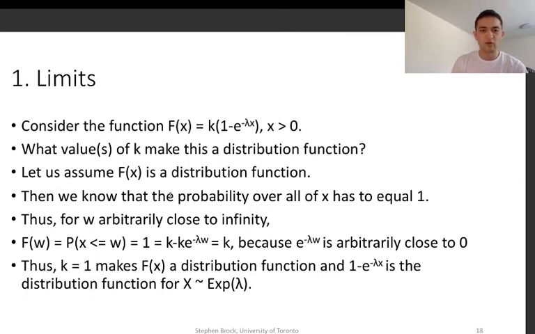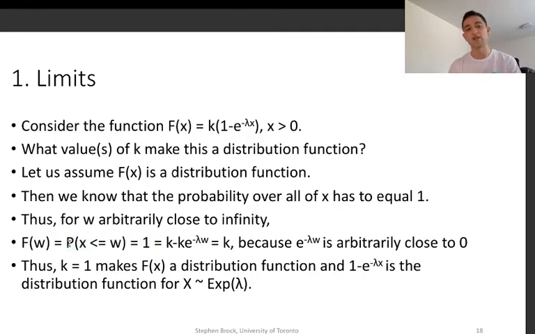So first of all, let's assume that it is a distribution function, and then we'll try to solve for k. So assume f of x is a distribution function. Then we know that the probability over all x has to equal 1, because that's just part of the definition of a probability. So thus, for w arbitrarily close to infinity, f of w, which is equal to the probability that X is less than or equal to w, equals 1.